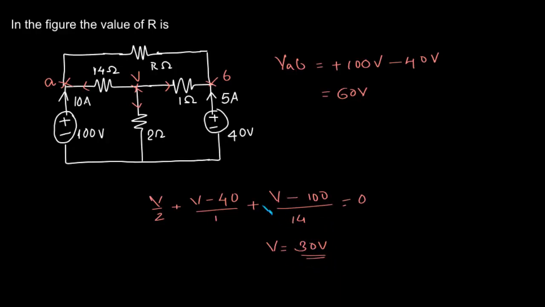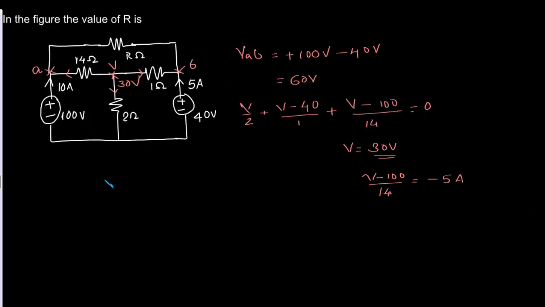Now if V is 30 volts, that means the potential here is 30 volts. We can find out what is the current in this direction. That is (V minus 100) by 14. What will be that current? Minus 5 amps. That means the current in this direction is minus 5 amperes. We will enlarge it and see.